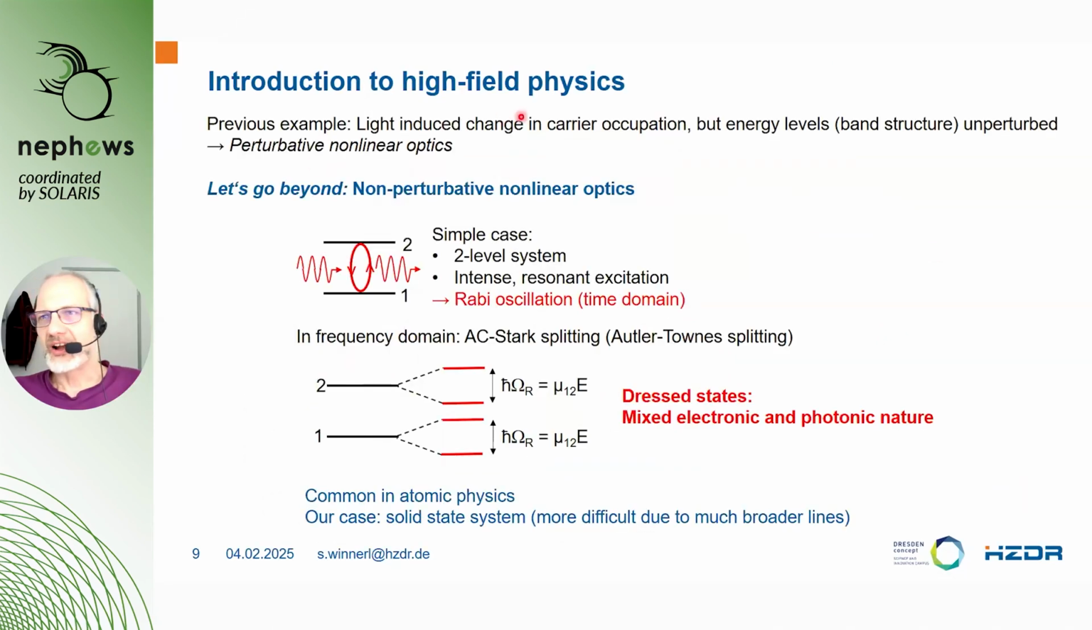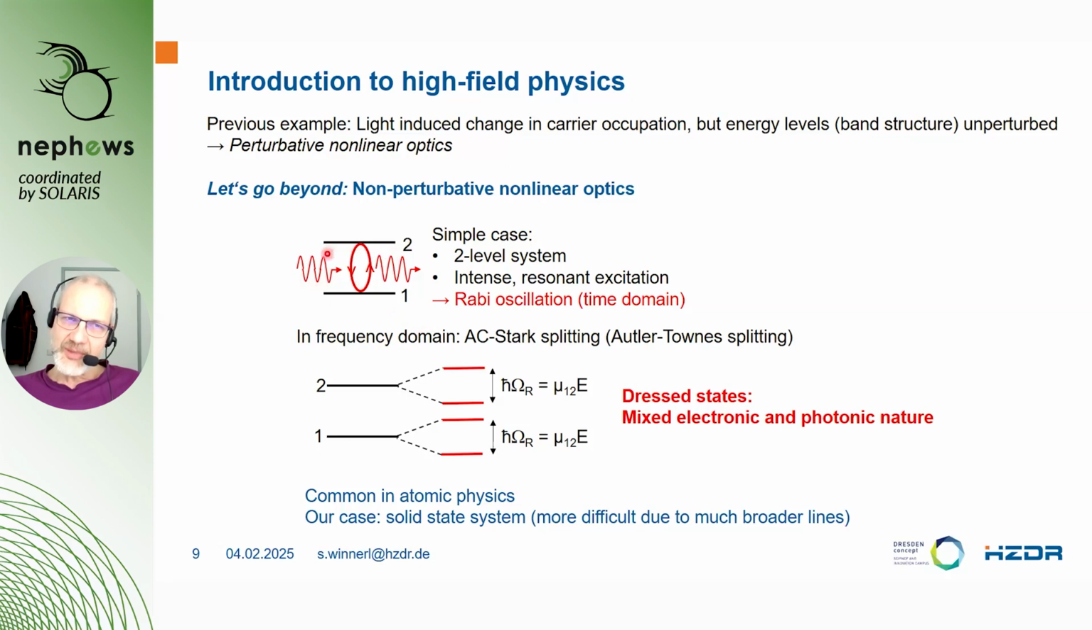Let's go one step further. So in the previous example, the radiation changed the occupation of the energy states, but the band structure, the energy states itself, was not changed by the radiation. So this was perturbative nonlinear optics. If we pump a system very strongly, so beyond the perturbative limit, we can change actually the energy structure. And the simplest example is given here.